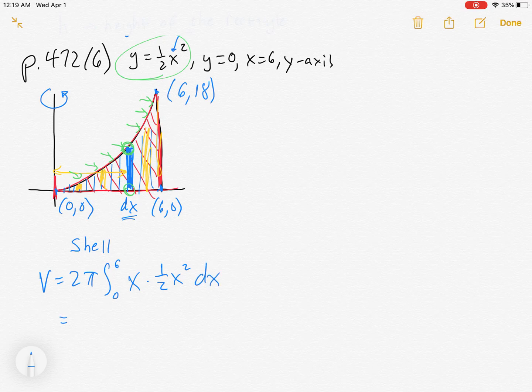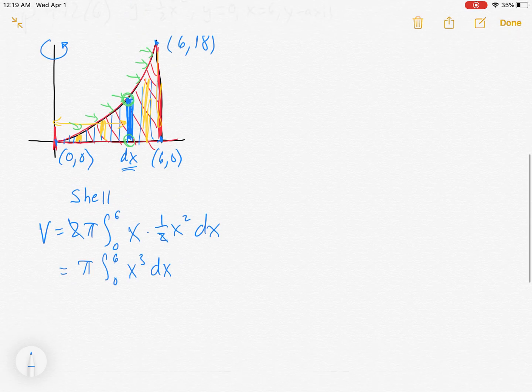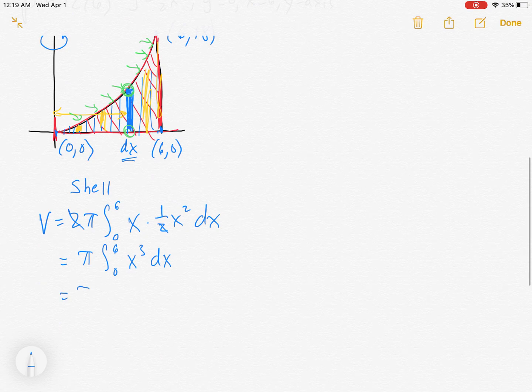I don't really want to spend a lot of time doing the integral, but I guess I'll do it this first time. So we have pi times the integral from 0 to 6 of x cubed. That's it. Not bad, right? So again, I guess you can fast forward if you don't want to watch me do the integral, but it probably makes sense to do it.